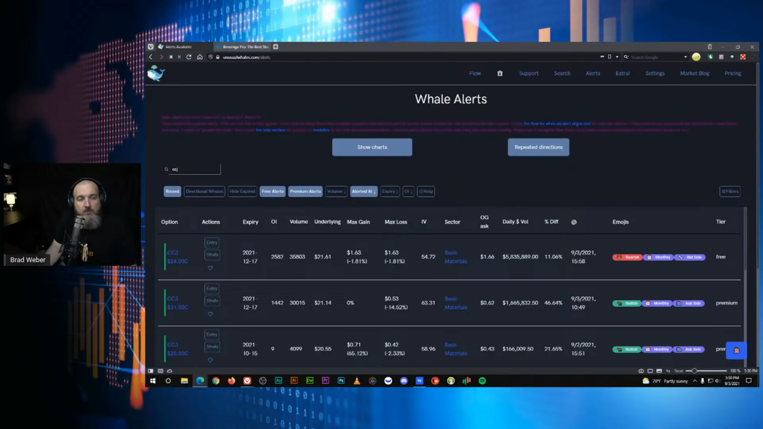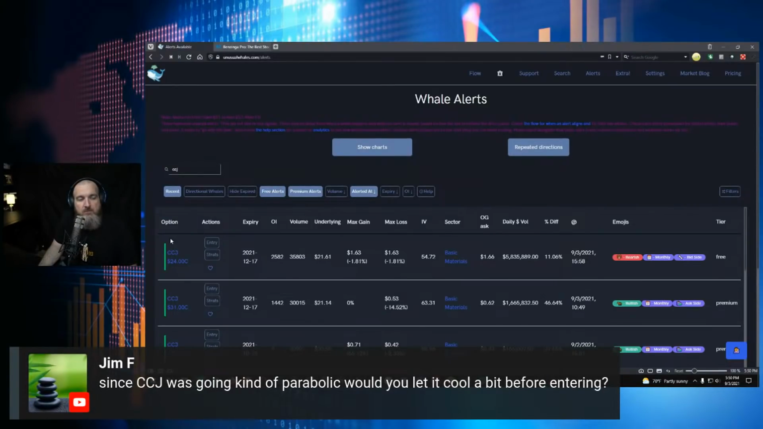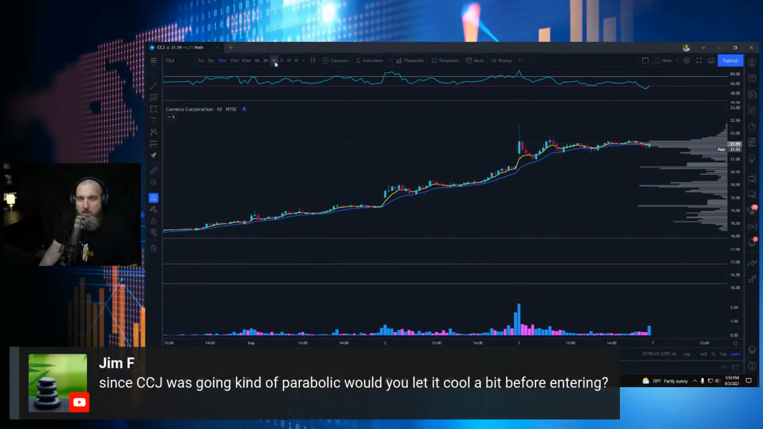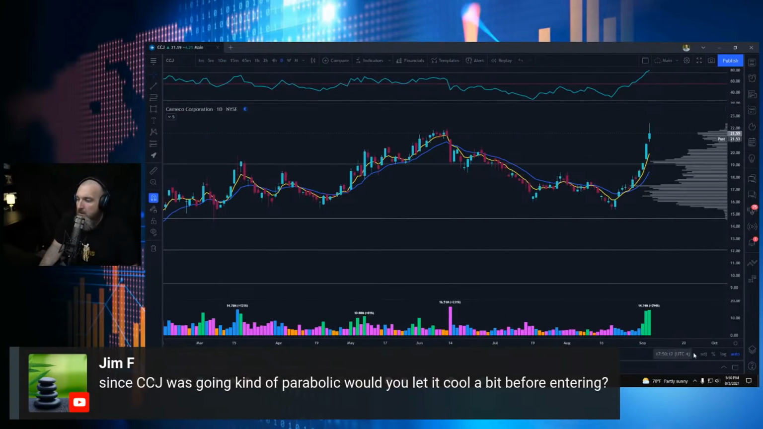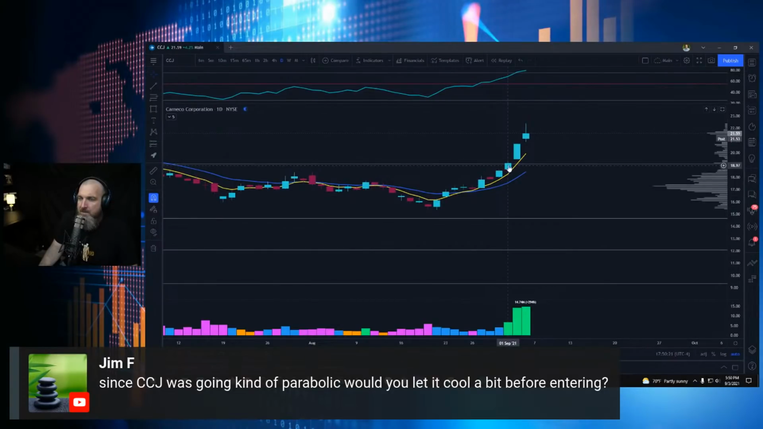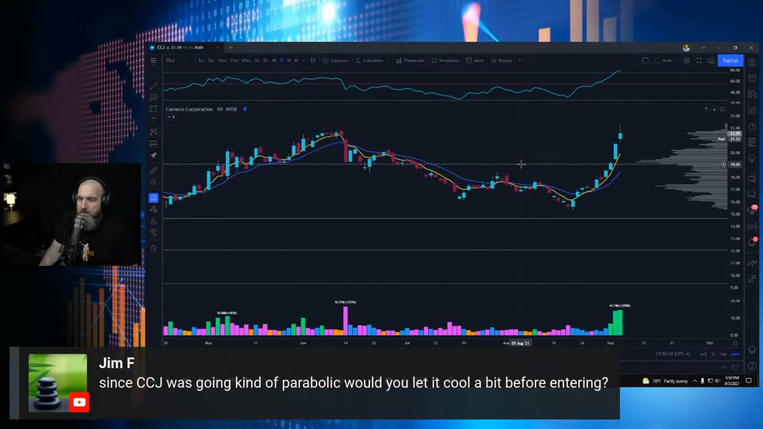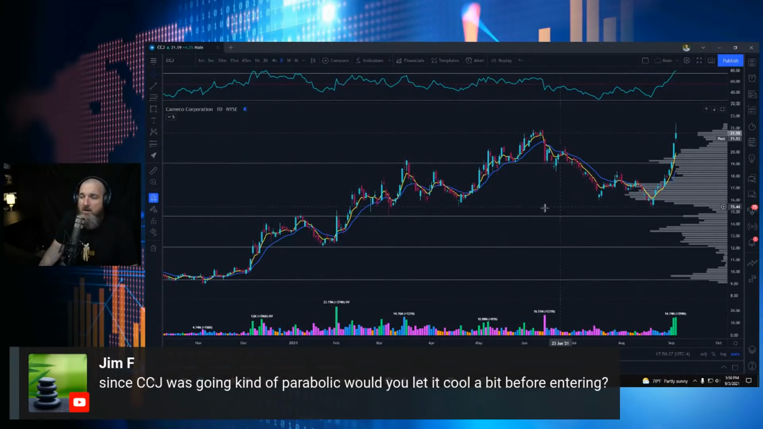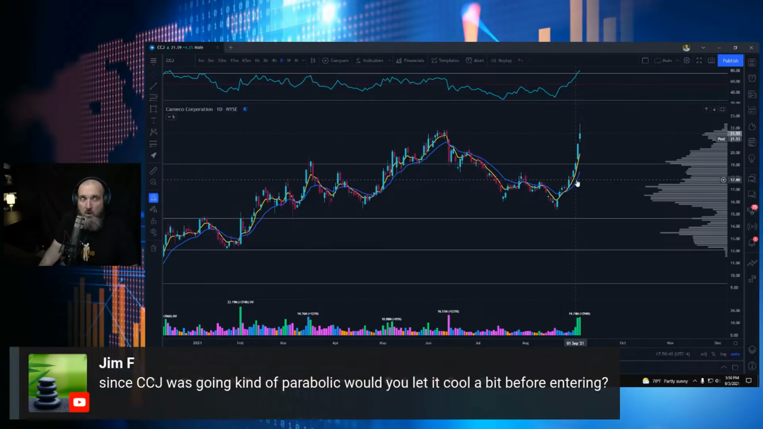CCJ was going kind of parabolic. Would you let it cool a bit before entering? So what I would have done, let's just go back to the daily real quick. So basically this was Wednesday's candle. This line was the previous area of resistance. This candle broke through that. That is an entry signal for me.